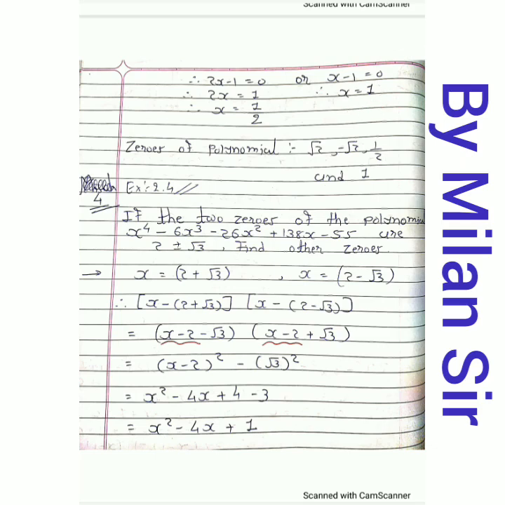So our two zeros are 1 by 2 and 1. Two zeros we already know: plus under root 2, minus under root 2, and the other two zeros 1 by 2 and 1. So total 4 zeros we get here.